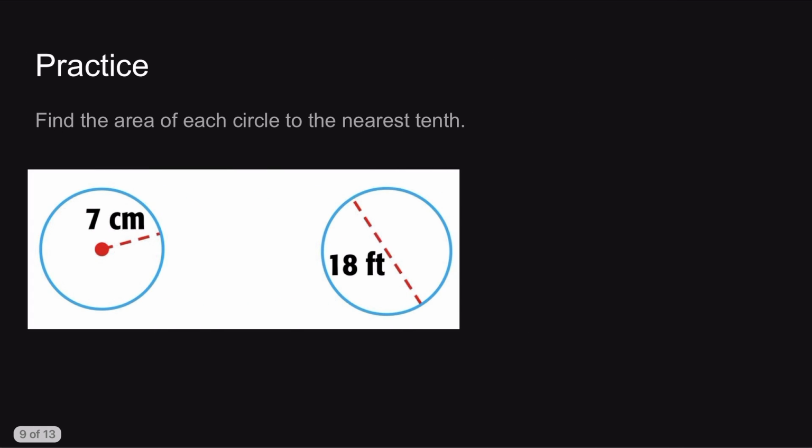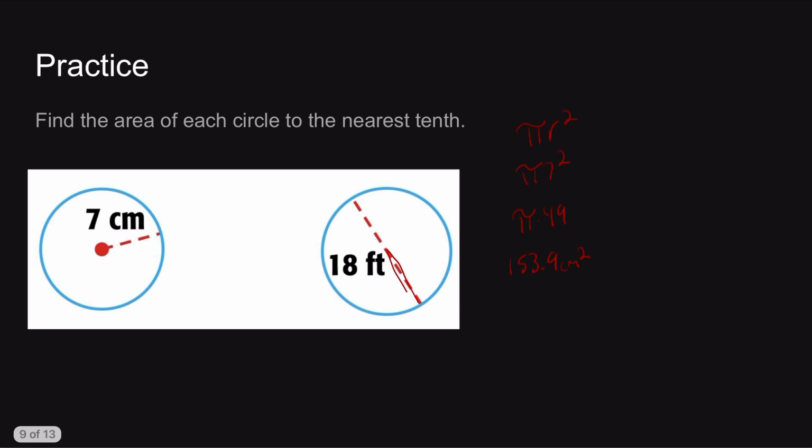Okay, go ahead and pause and do these problems, and then we'll go over them together. All right, so first one, they gave us the radius. That was nice of them. Makes our life easy. So we get pi r squared, pi 7 squared, pi times 49. 3.14 times 49 in my calculator gives me 153.86 or 153.9 centimeters squared.